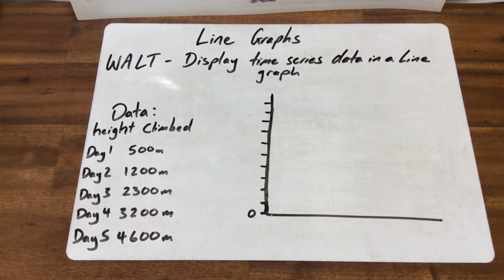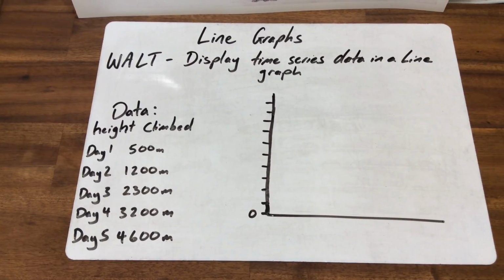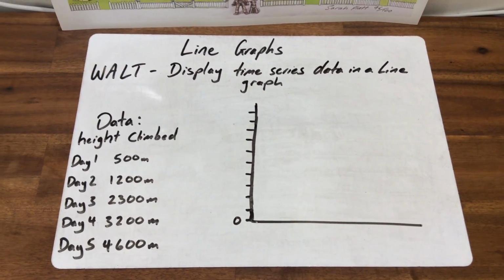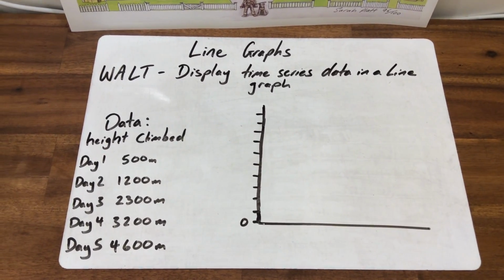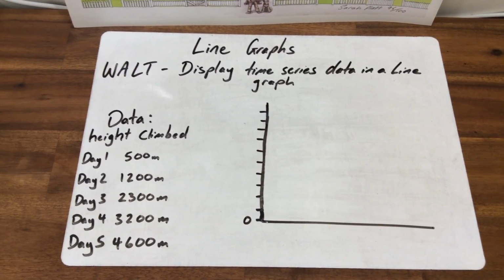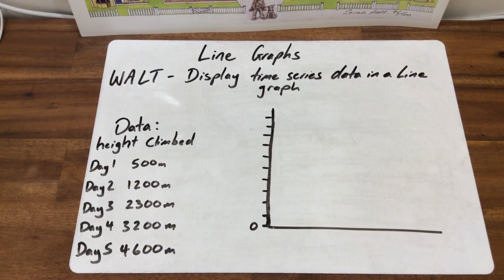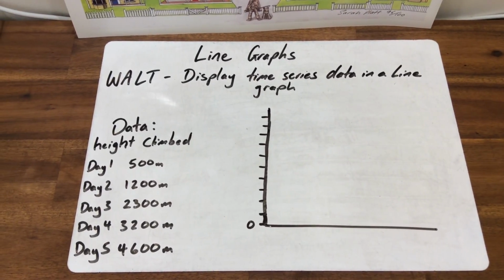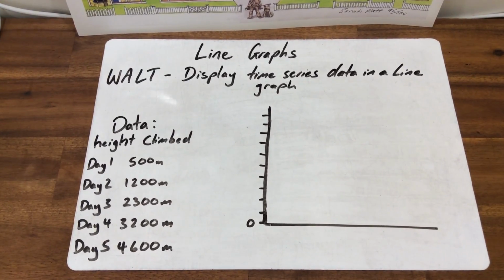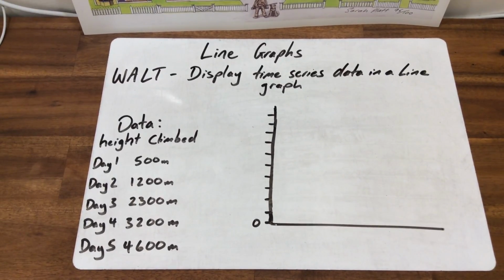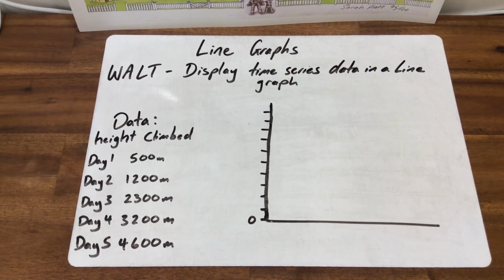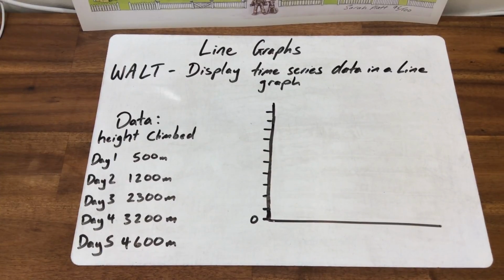So these are the days it's gone over, and I'm going to put the days along the bottom of my axis, and then the heights are going to go up the side. Right, so the first thing we need to do is work out what the scale is going to be. The scale needs to go up in skip counting. So I'm looking at my biggest number, which is 46,000 meters.